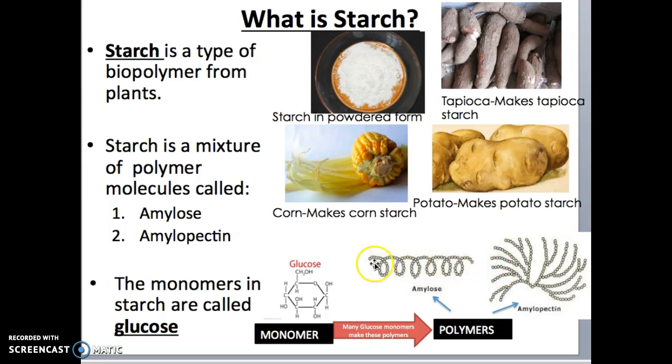Now, if you were to look closely at each of these little dots, you would see that these are made out of smaller molecules, monomers, called glucose. And if you recall, glucose is a sugar that's made from photosynthesis. So plants, after they photosynthesize, sometimes store their food source into these longer chains called amylose and amylopectin, and them mixed together is called starch.